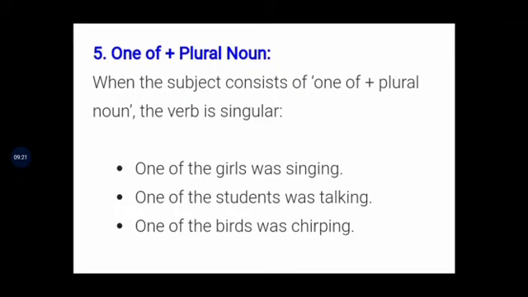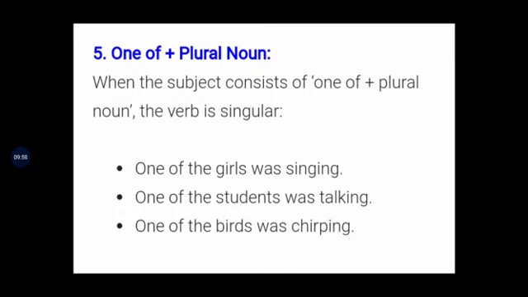Rule number 5. One of plus plural noun. Whenever the sentence is one of plus plural noun, at that time what should we do? Let's see. When the subject consists of one of plus plural noun, the verb is singular. Whenever the sentence is made up of one of, we need to take the singular form of the verb. One of the girls. Here the girls, definitely it is plural, but what is the rule? With one of plus plural noun we take the singular form of the verb.